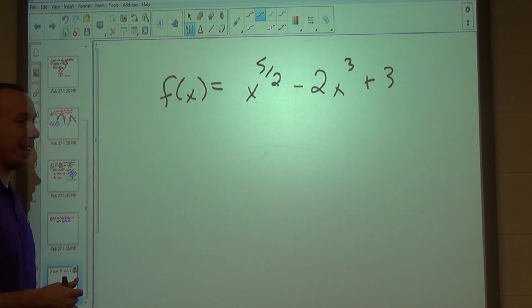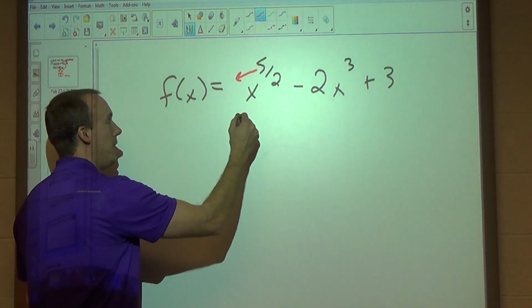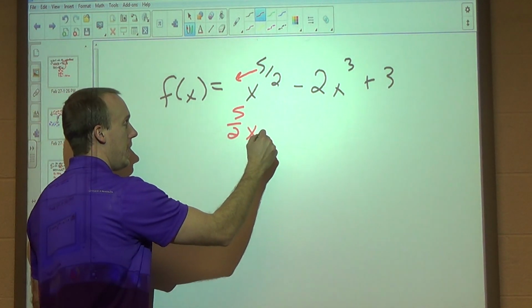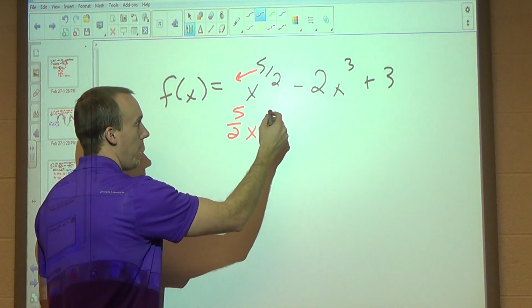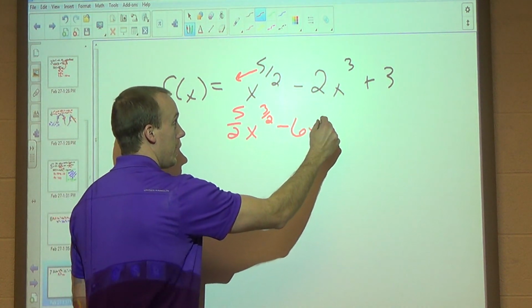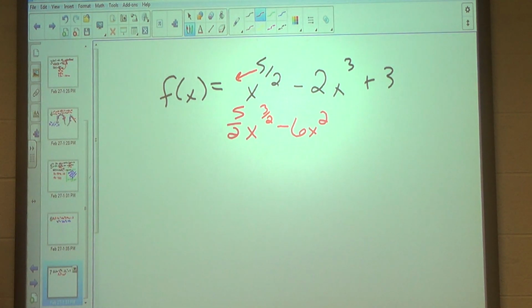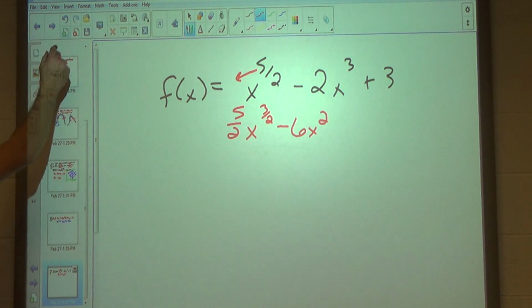Okay, so how do I find this? I would power rule it. So 5 halves x to the minus 1 would be 3 halves. And then minus 6x squared, and then the 3 drops out. Yes. Okay. Next problem.